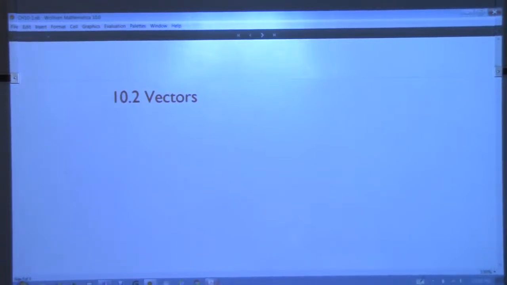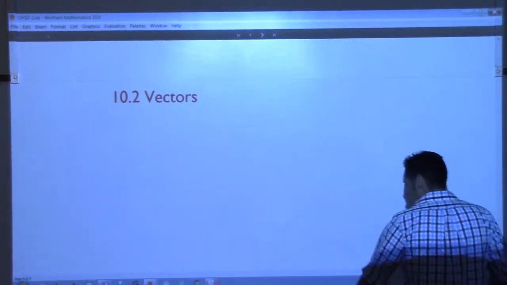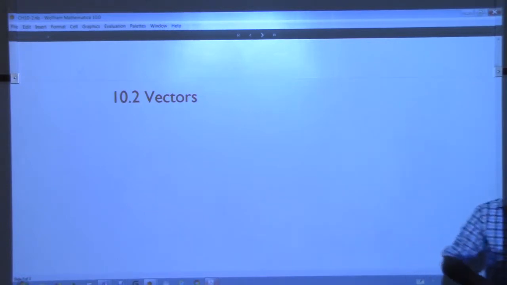All right? Wanted to come here because of that big black spot in the middle of the board, you know what I'm talking about? And it was delaminated and there's nothing I could do about it. So I asked them to move, and this is what they gave me. So it's a little bit smaller classroom, but it'll work.